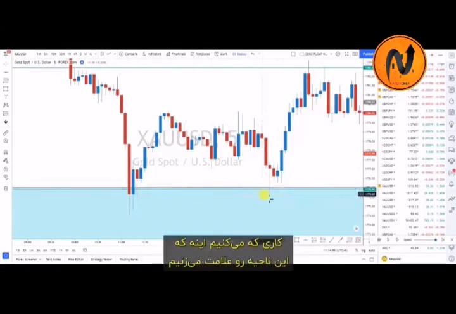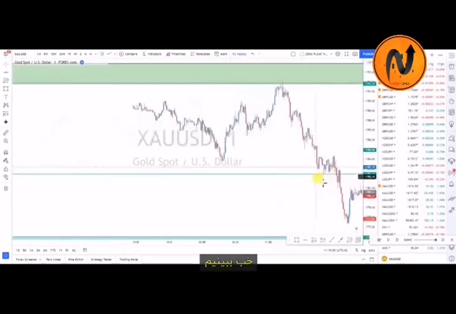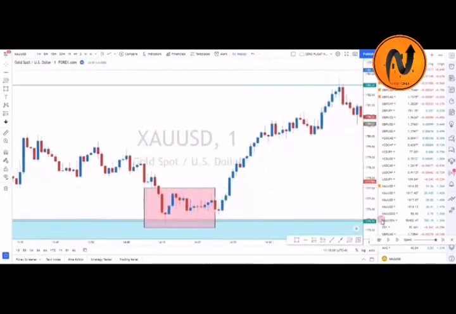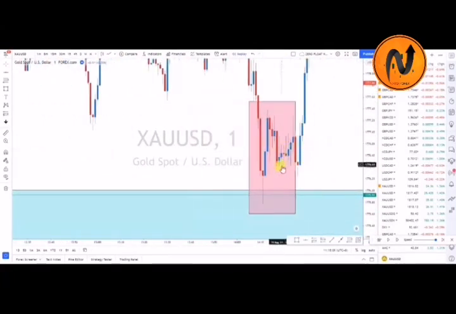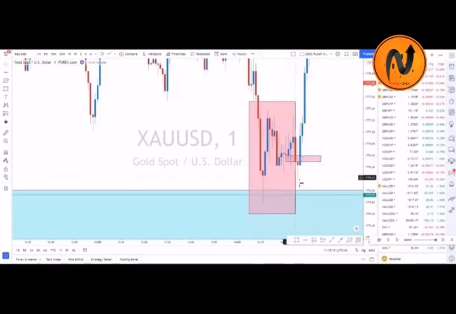What we should do is mark only this area and see if there is any opportunity for us to trade in this area here. So let's see. Do you guys see any opportunity at all? No, right? Could be here as a QM, but price did not take this QM area here. I'm going to mark this. Okay, so this is a QM.